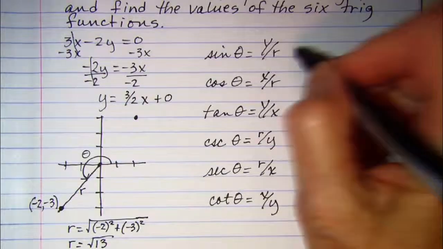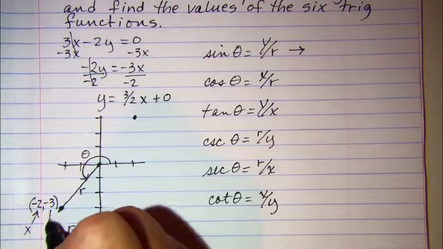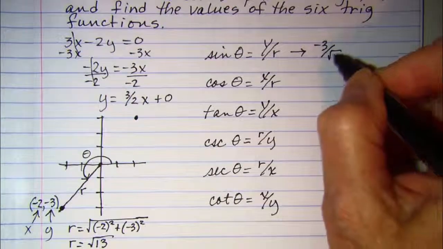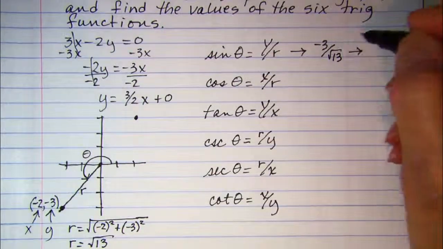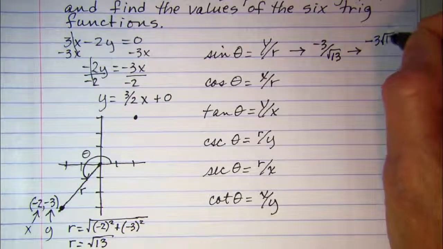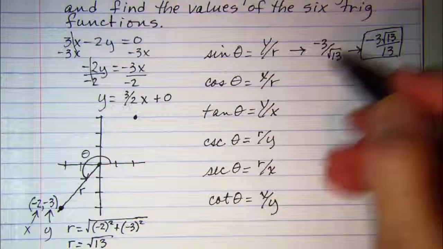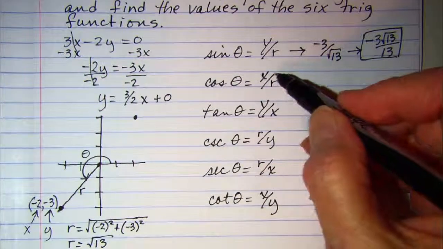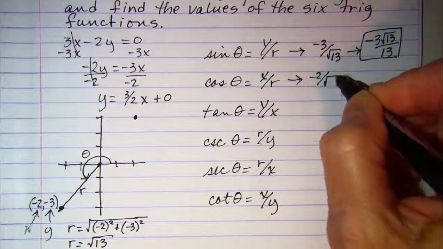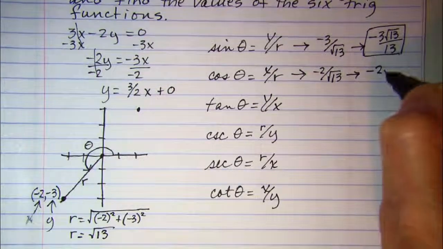Now let's just get our ratios and we should be good. We want y over r. Y is -3. R is root 13. And when we rationalize the denominator, multiply top and bottom of this ratio by root 13, we get -3 root 13 over 13. Alright, we need cosine theta, which is x over r. So -2 over root 13. Rationalize this denominator, we have a -2 root 13 over 13.